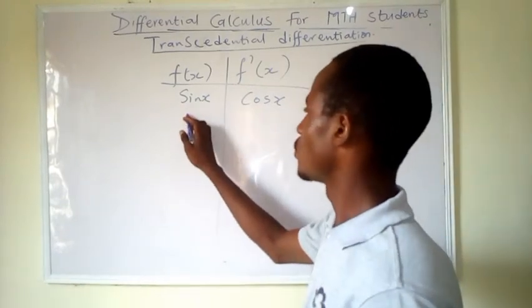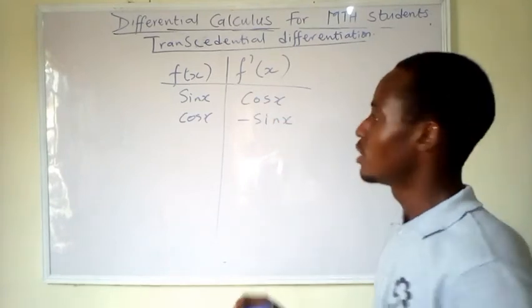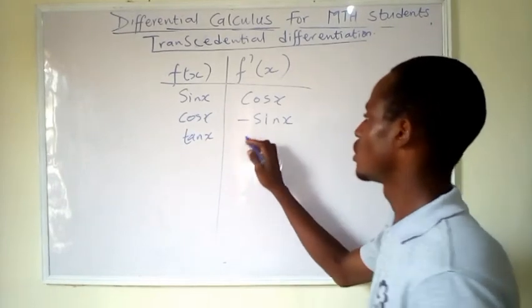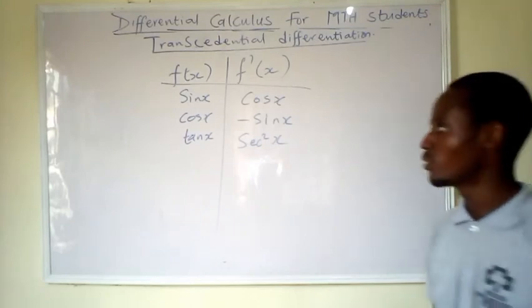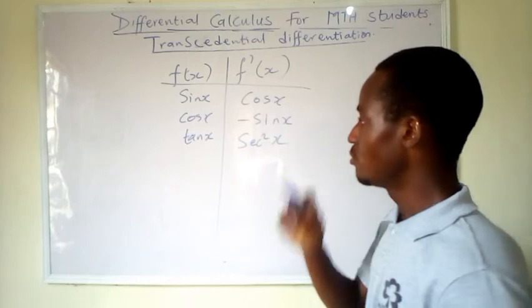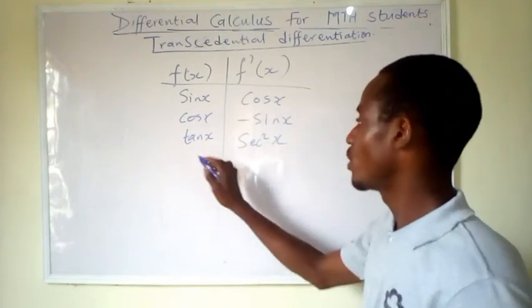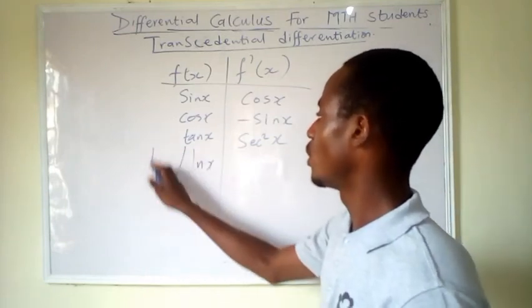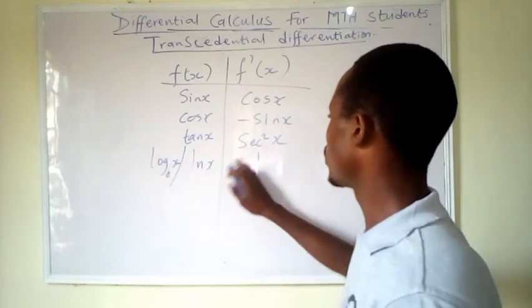Then we have that of cos x, and that will give us minus sine x. We have that of tan x, and that would give us the sec squared of x. All these can be proved, and I would love to prove this, that of tan x, and so on. But however, I've said this earlier, the derivative of ln x, or sometimes called log e of x, will be 1 over x.